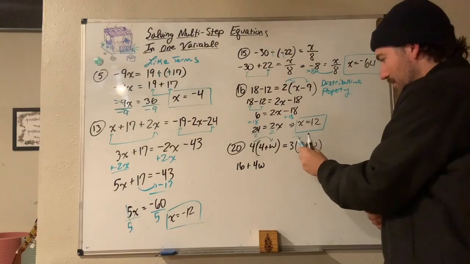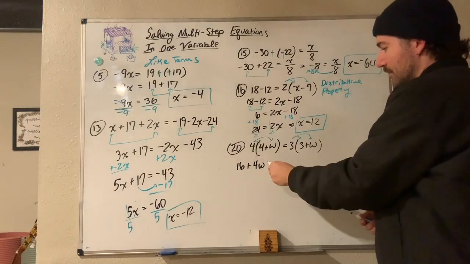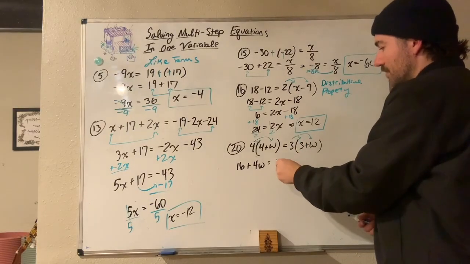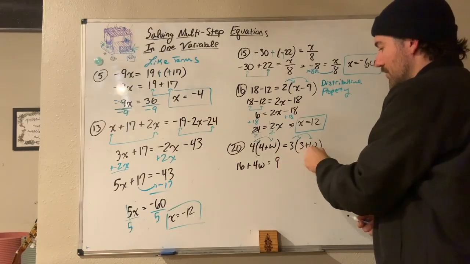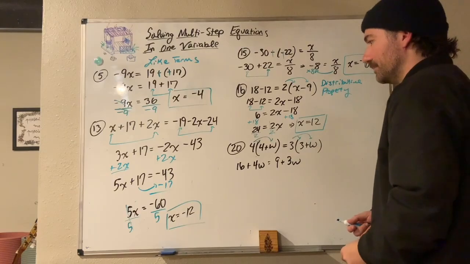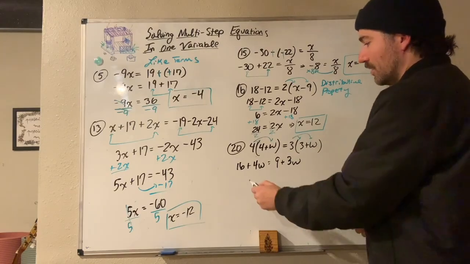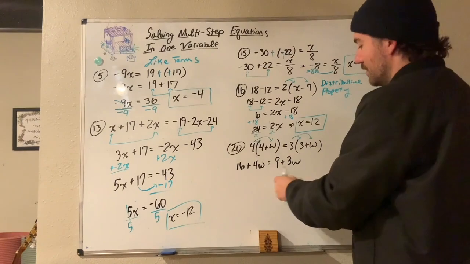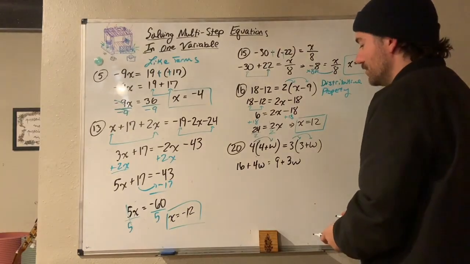And then let's send the 3 through. So that'll give me 3 times 3 is 9. 3 times w is 3w. So 9 plus 3w. Okay, so we've cleared the parentheses. Now let's choose a side to move over to.